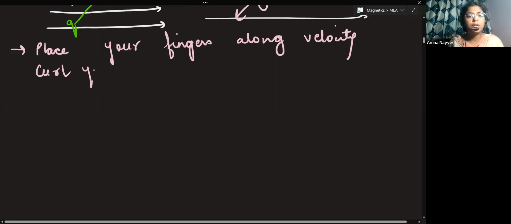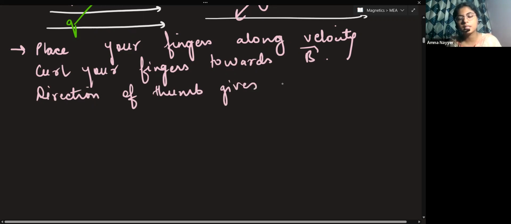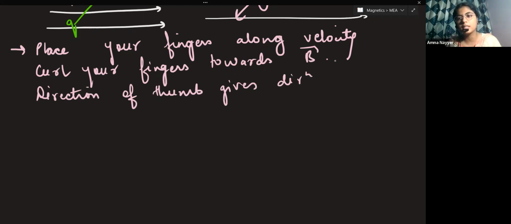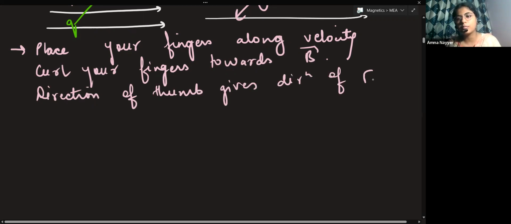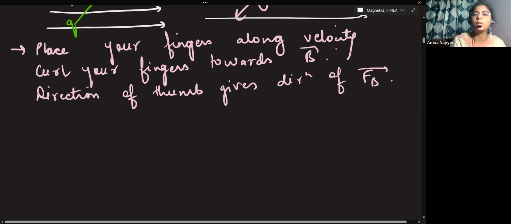Curl your fingers towards the magnetic field, and the direction of the thumb gives the direction of the magnetic force, which we are supposed to calculate. This is given by the right hand thumb rule.